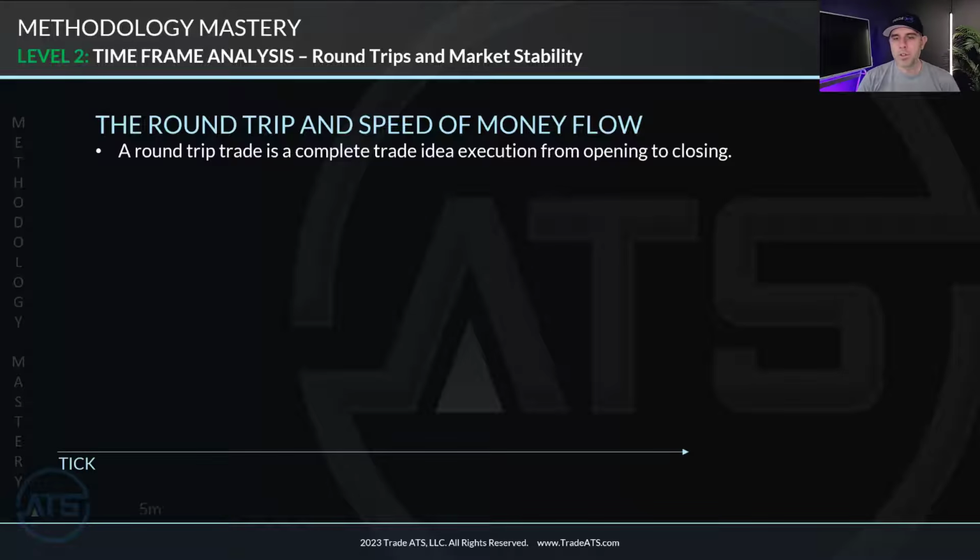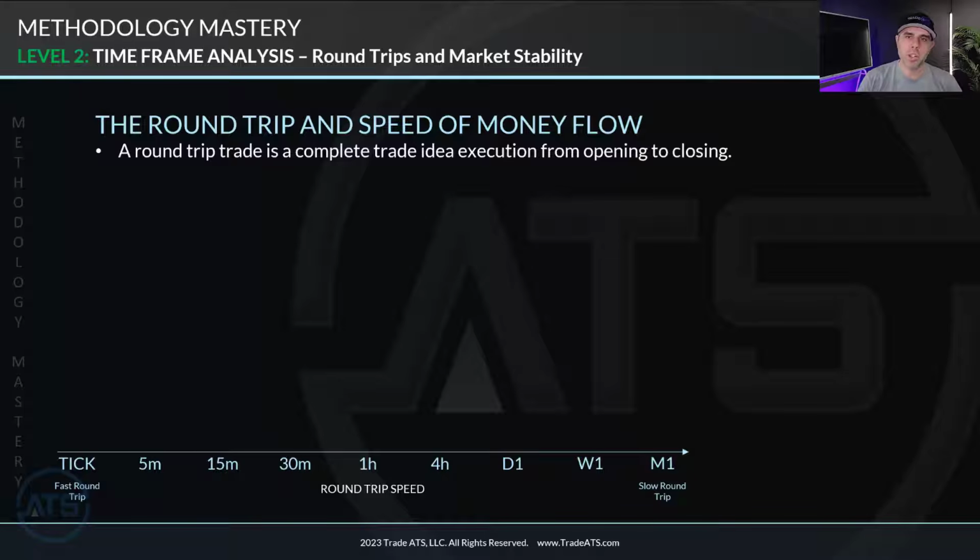The bottom of this graph, or the x-axis, represents round trip speed. If you look off to the left, you'll notice there's a tick chart, and then you'll see the 5-minute, 15-minute, 30-minute, so on and so forth, all the way up to the monthly chart. If you look to the left, it says fast round trip. On the right, it says slow round trip. So what does that mean?